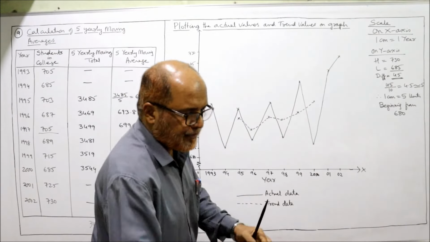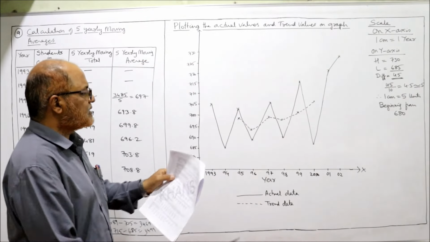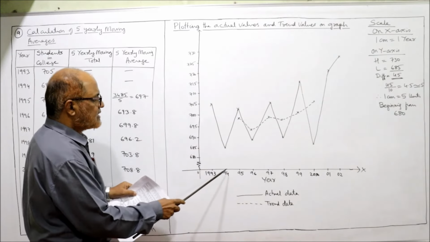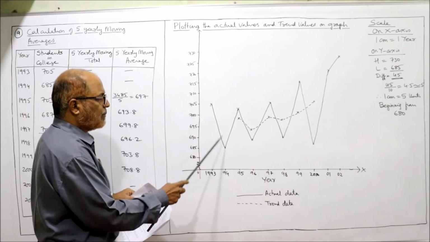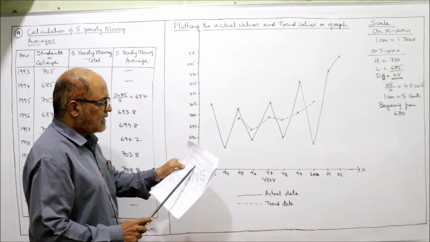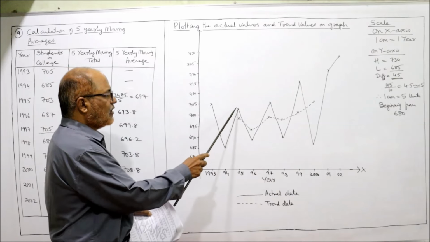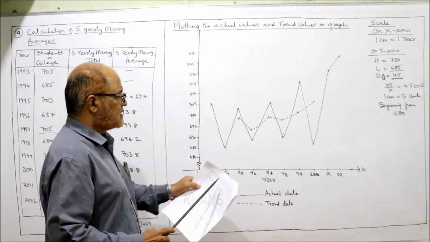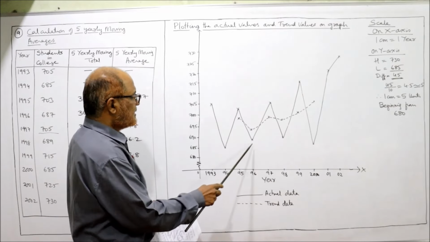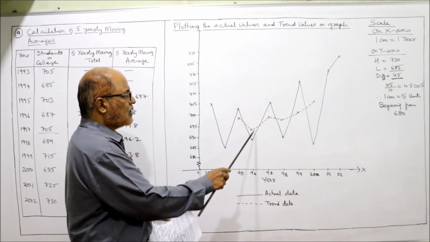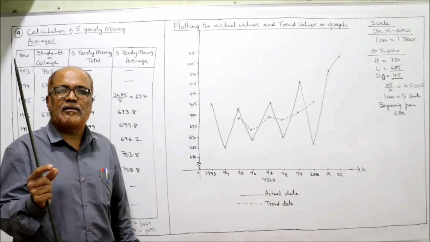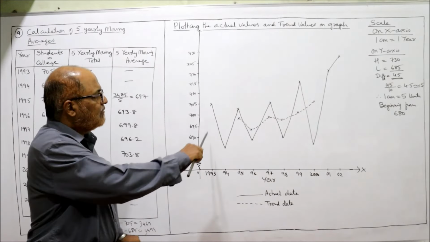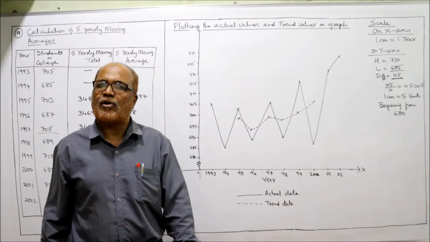The points are, first 1993, the point is 705. 1993, 705, put a mark. Then 1994, 685, put 685 against it, put a mark. Join these 2 points. 1995, 703. 703, put a point. Join this point. Then 1996, 687. 687, put a point. Now join all these points. The bold line is the actual data given in the problem. So easily we can join all the points. We'll get the graph for actual data.